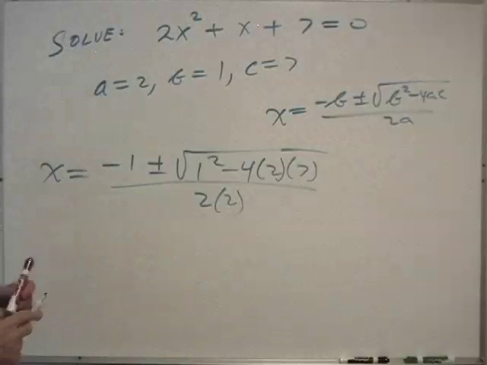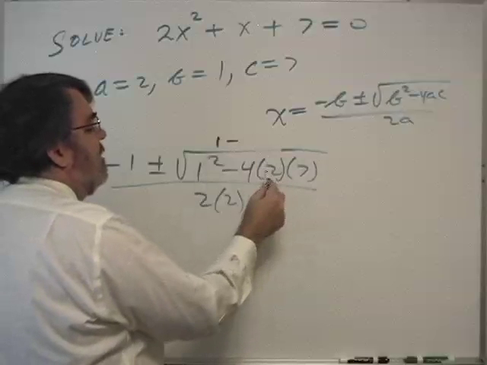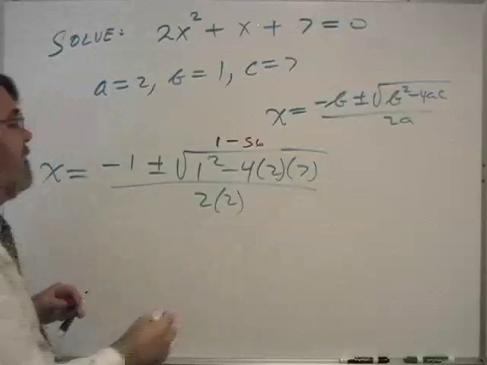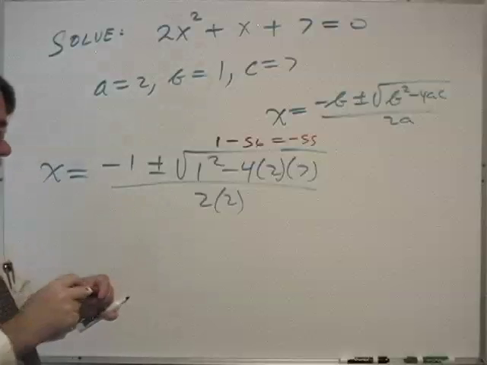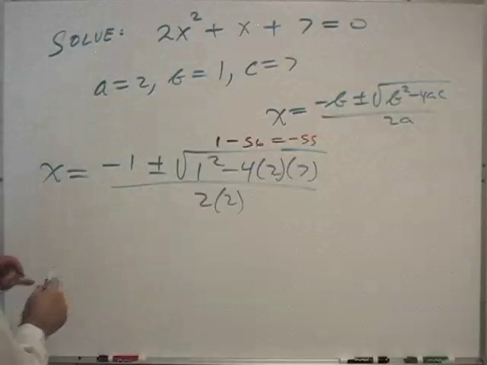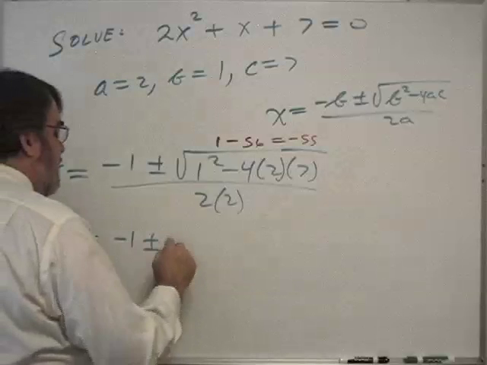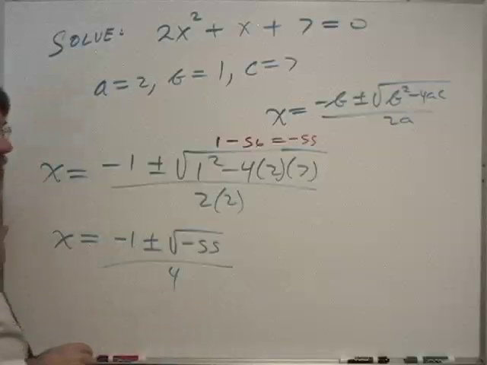So here, under the radical, we get 1 minus 56, so that's negative 55. Don't ignore those negative signs. So x equals negative 1 plus or minus the square root of negative 55, divided by 4.